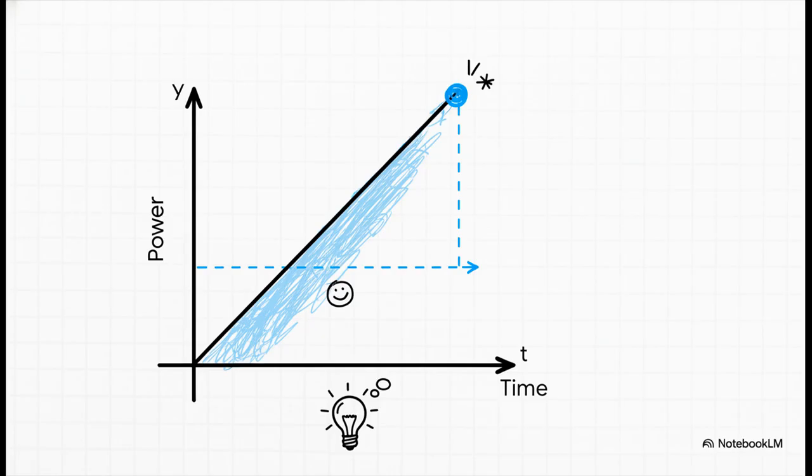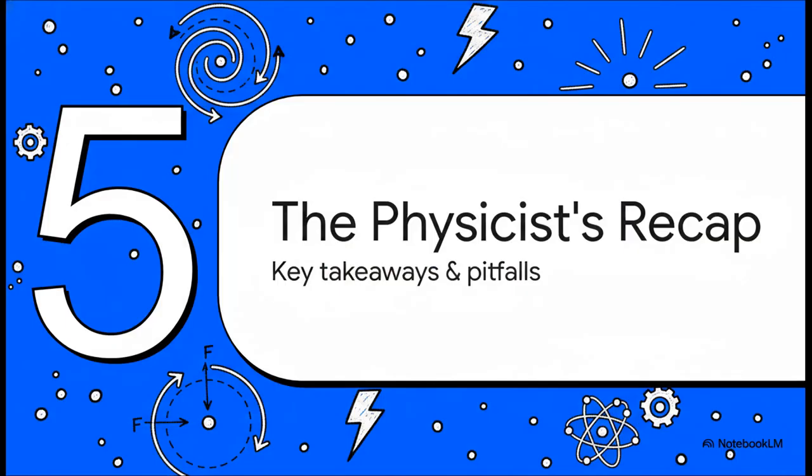And hey, look at that. That's exactly half of the instantaneous power we found earlier, which makes perfect sense, right? For any function that starts at 0 and grows in a straight line, its average value is always going to be exactly half of its final value. And just like that, we've solved it.